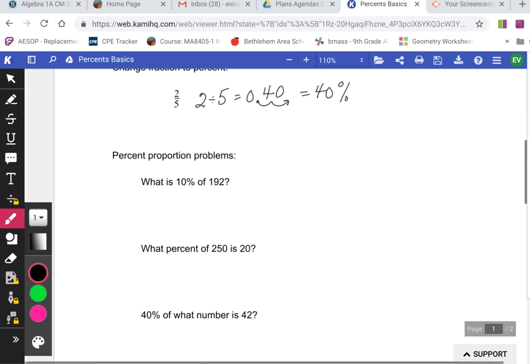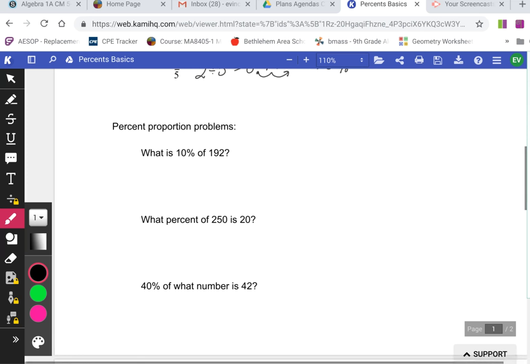If we look at some percent problems, we can look at these 2 ways. We can either write an equation or we can write a percent proportion. They're both pretty similar, but we're going to first write an equation and then we're going to solve it using a percent proportion.